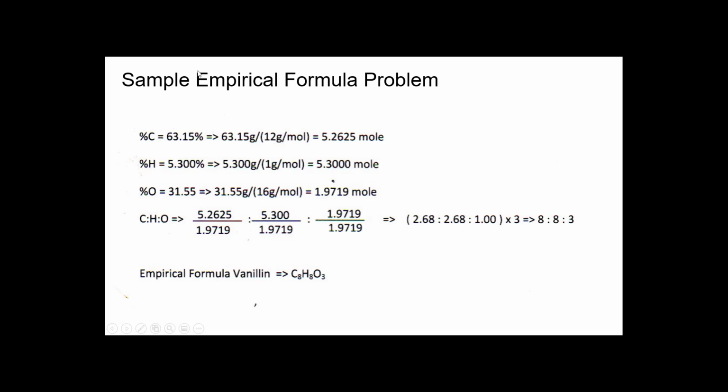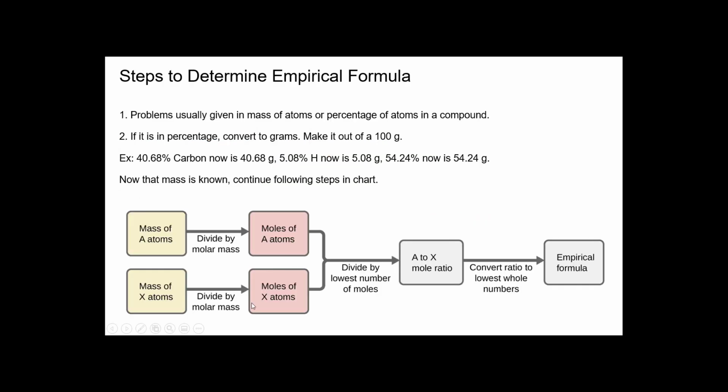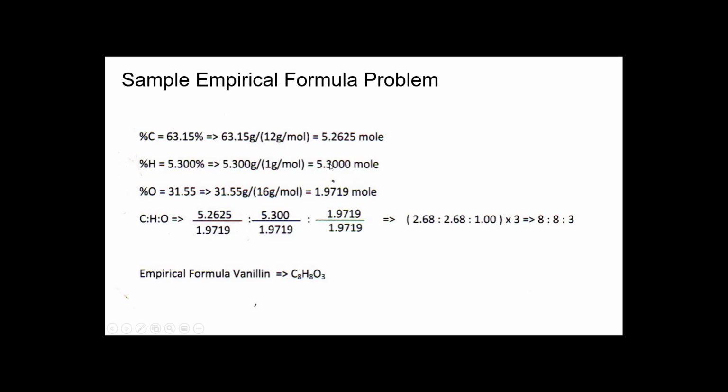Here's an example of a problem. I didn't put the wording of the problem, but if you're provided a problem that would be giving you percentage, you simply follow the steps that are here. This is a lot more condensed, but it displays every step and exactly how they got the empirical formula of vanillin. So this is more for you guys in case you needed a sample problem.